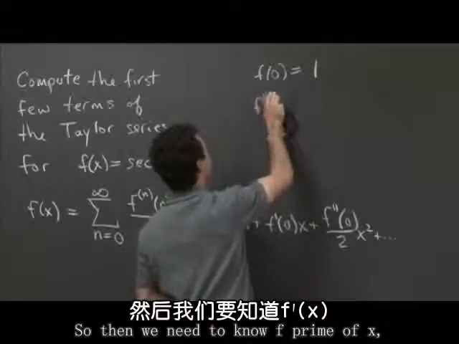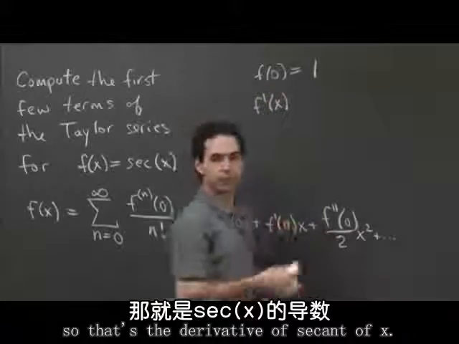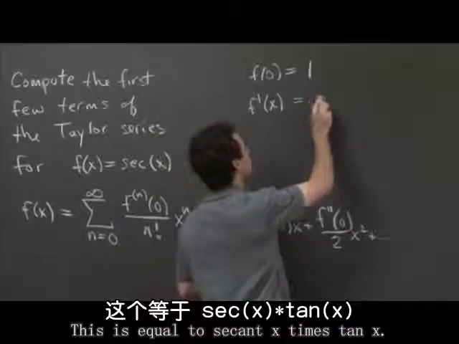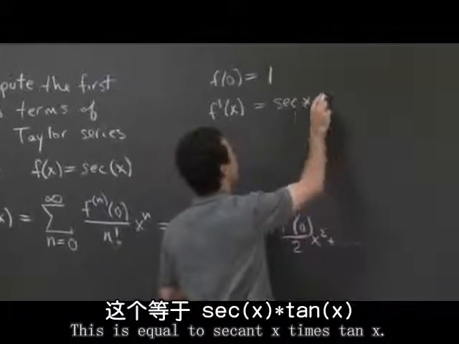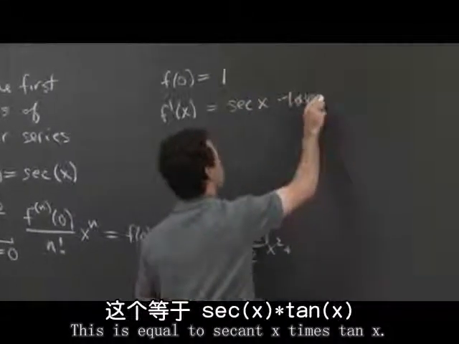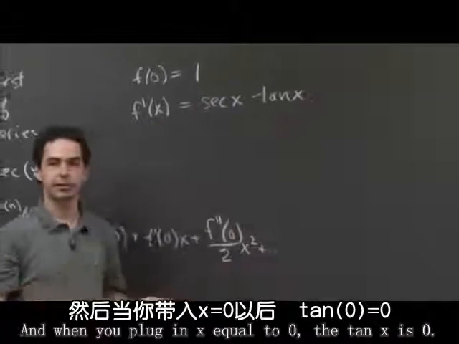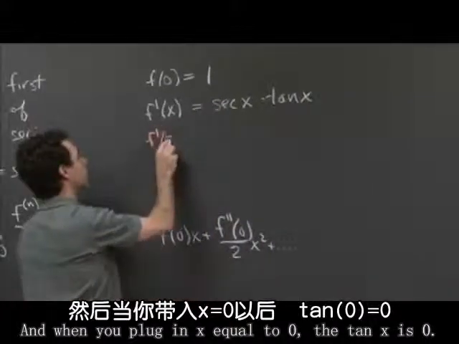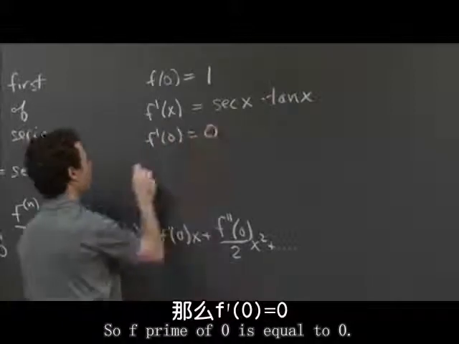So then we need to know f prime of x. So that's the derivative of secant of x. This is one you should remember. This is equal to secant x times tan x. And when you plug in x equal to 0, well, the tan x is 0. So f prime of 0 is equal to 0. And then you could keep going.